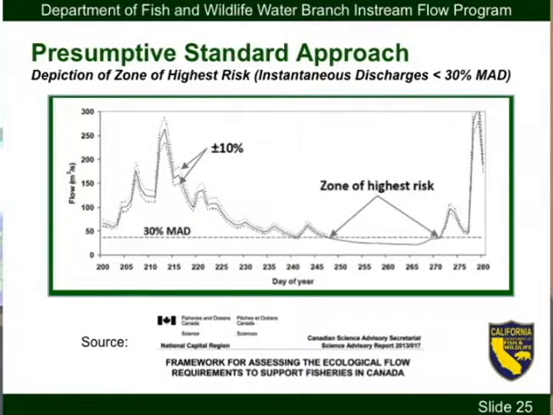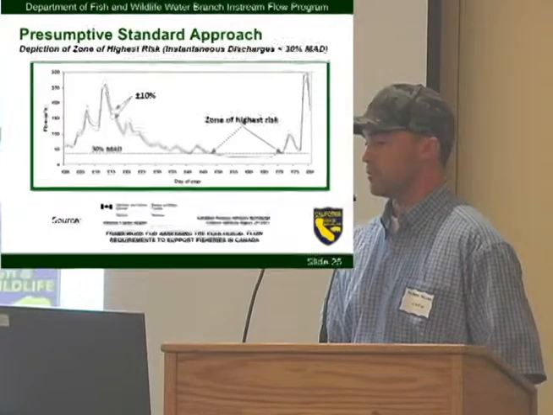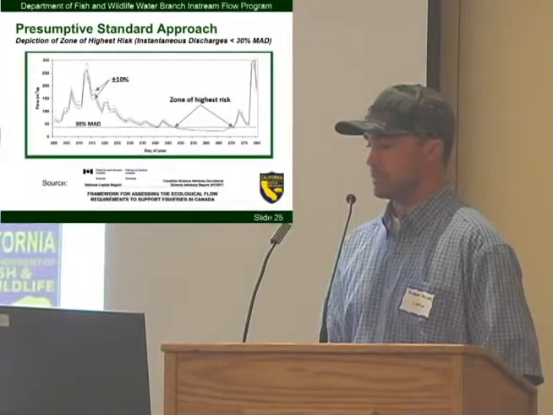So this kind of gives an idea of what that would look like with a natural hydrograph, no more than 10%, and then you can see the 30% of the mean annual is right down here. And then this zone right here, which every stream you're going to see this probably in the summer, is the zone of highest risk. And so if you're going to be dropping down under that, and naturally these streams do, you probably want to do some more detailed studies.